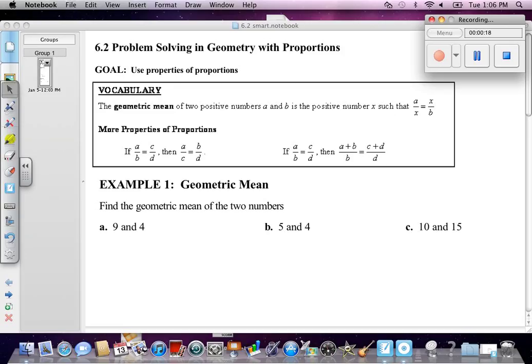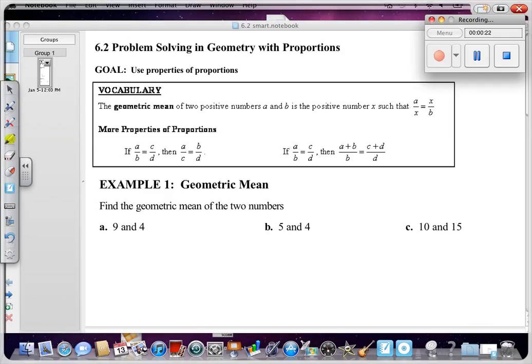Okay? So again, we know what geometric means means. Geometric means: x equals the square root of AB. We understand more properties of proportions. We could flip them. If you add something to one, you've got to add it to the other so that they're still congruent. Okay, so let's try this.